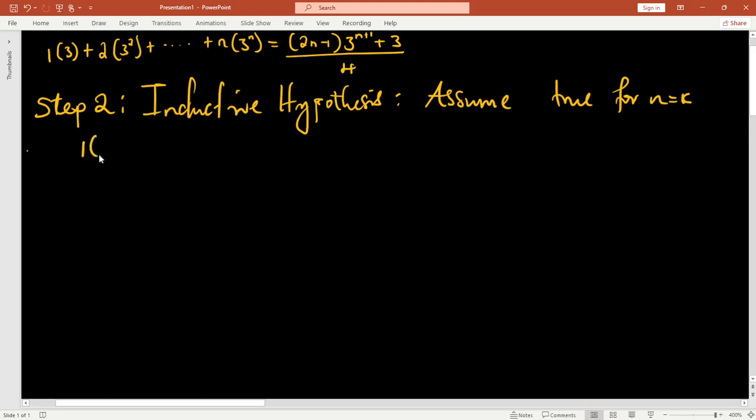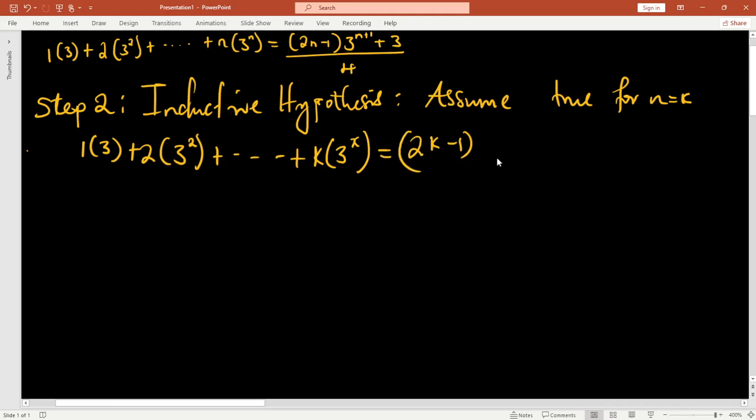So here we have 1, 3, plus 2, 3 to the power 2, plus, then here we have n. So we substitute the k there, k, 3 to the power k equal to 2 multiplied by k minus 1, 3 to the power k plus 1 plus 3 divided by 4. Okay, so this is the only thing that you get to do under the inductive hypothesis. Where there's n, you just substitute the k. Then we go to step number 3.